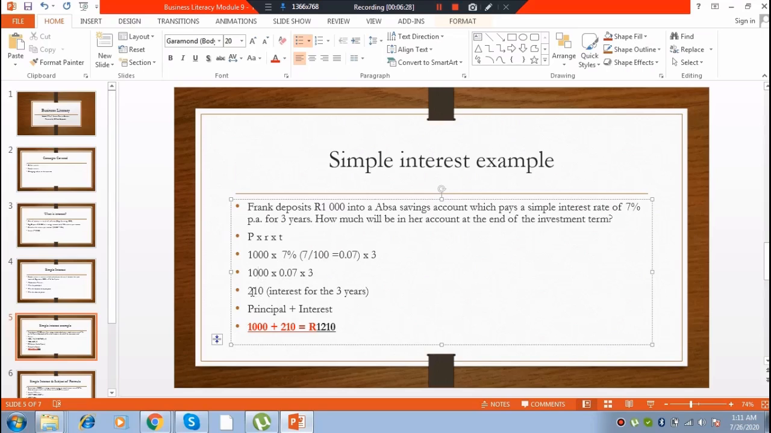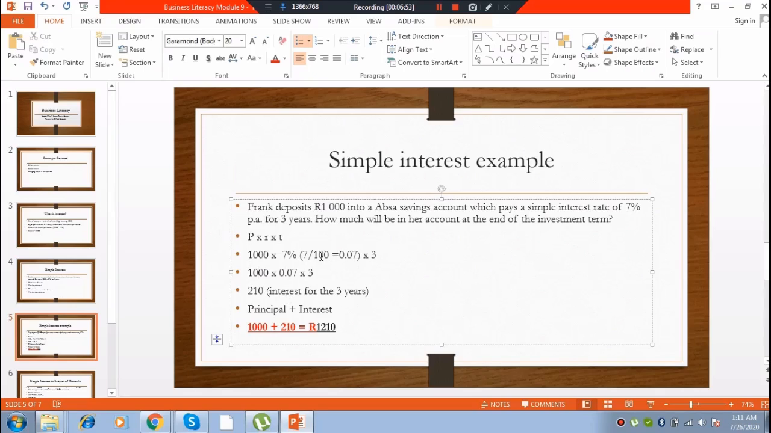So 210 is the interest that you are going to earn for the 3 years, right? If you just want to prove, let's say, per year, how much interest are you going to earn? So just 1,000 times 7%, and you're going to find that every year, Frank will be earning 70 rand. So multiply that times 3, you're going to find 210.